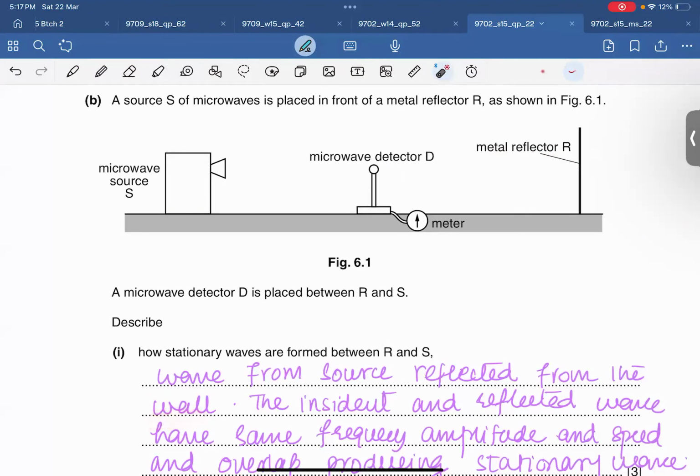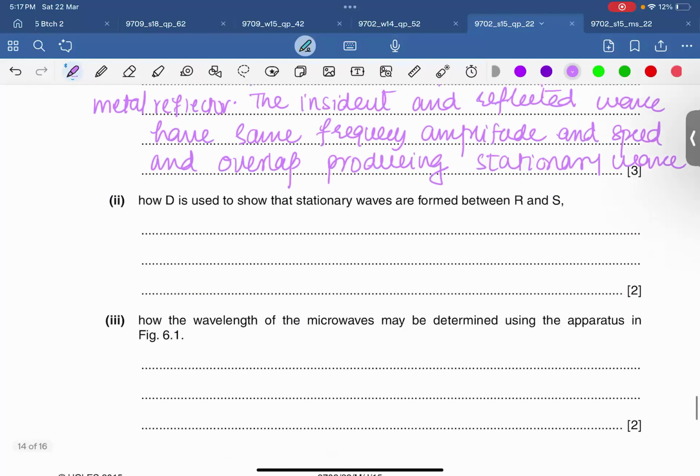This wall doesn't earn you a mark, say from metal reflector. Refer to those things that are given in the question. Okay, so an incident. Fine, move ahead.